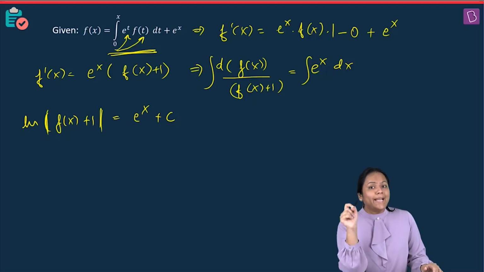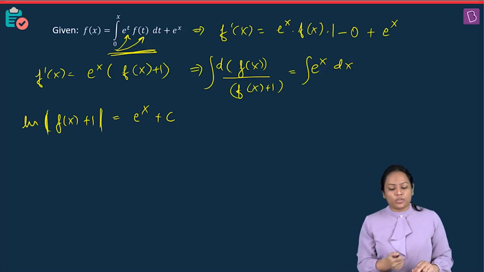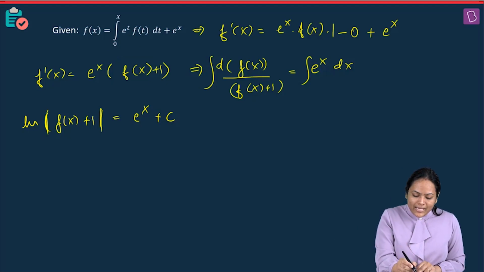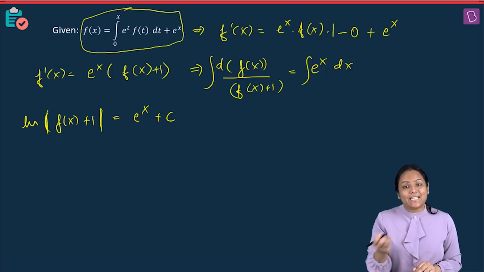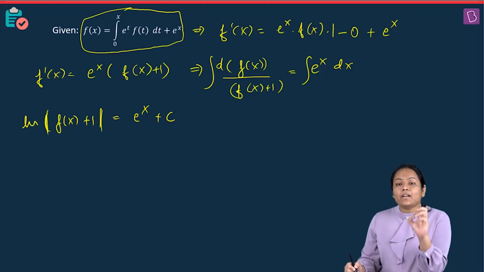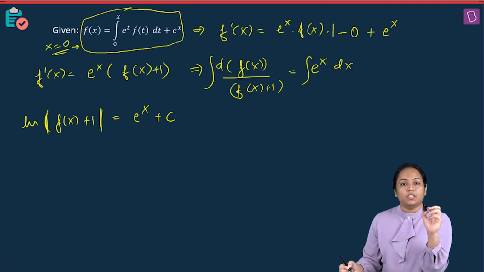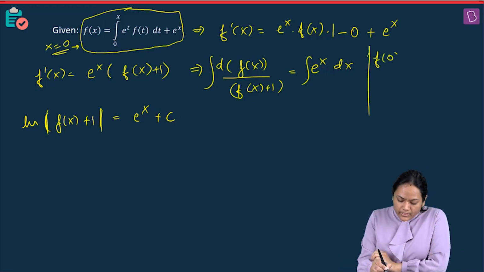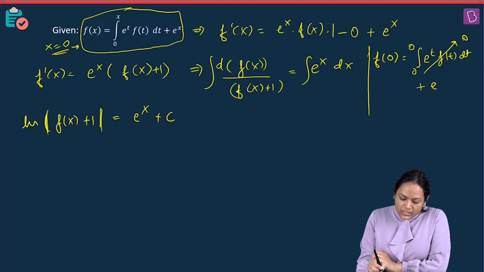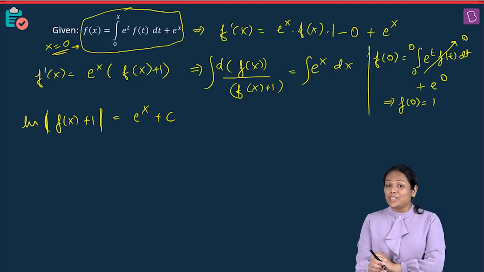Now, to find c, we'll again go back to the question. The question has f(x) equal to the integral from 0 to x of some function plus e raised to x. So, to get the value of the constant, I'm putting x equal to 0 in this equation. When I do that, I get f of 0 is equal to the integral from 0 to 0 of e raised to t f of t dt, which will be definitely 0, plus e raised to 0. So that means my f of 0 value is coming out as 1.